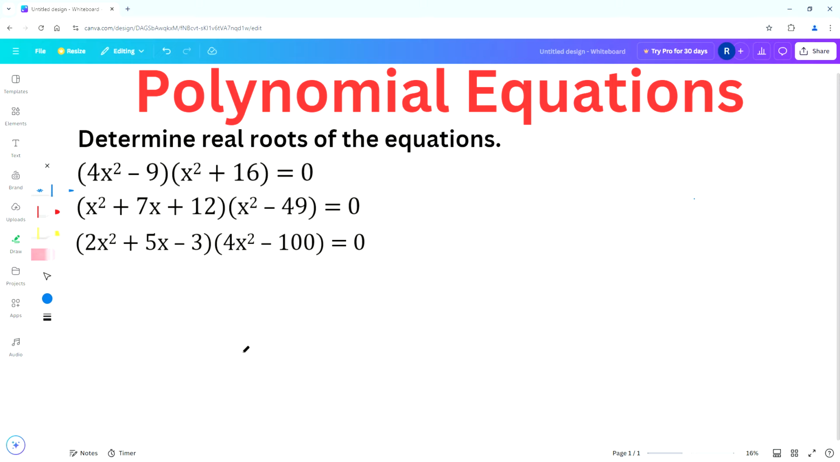So in this video, we'll solve polynomial equations. As per the problem, determine real roots of the equations. And we are given these three equations. So let's start with the first equation.